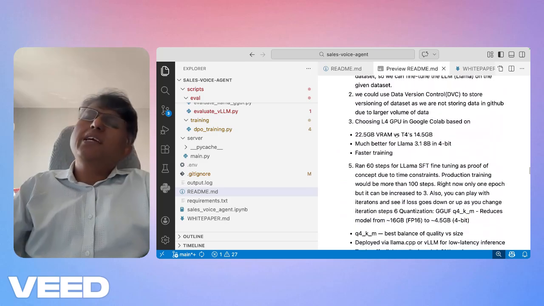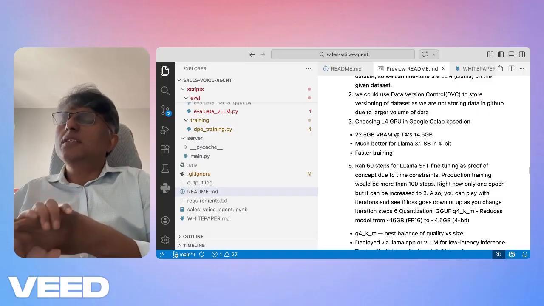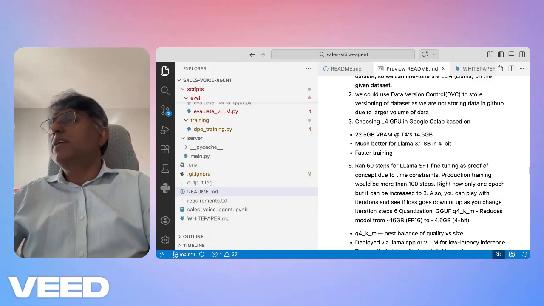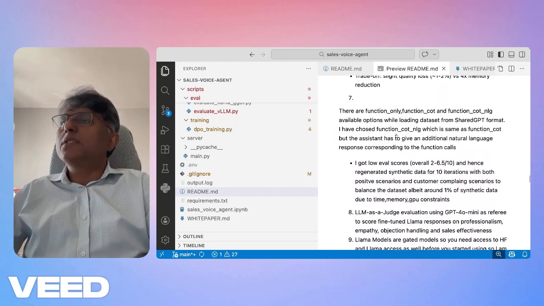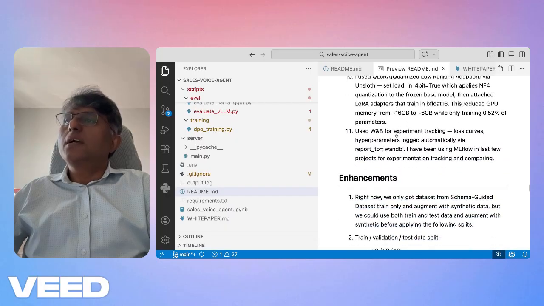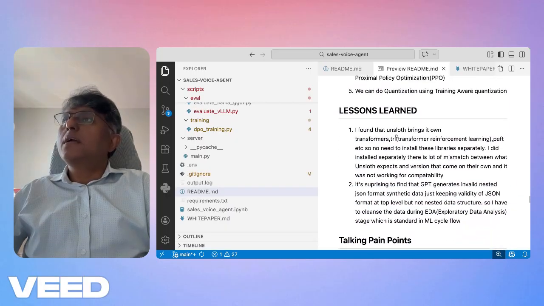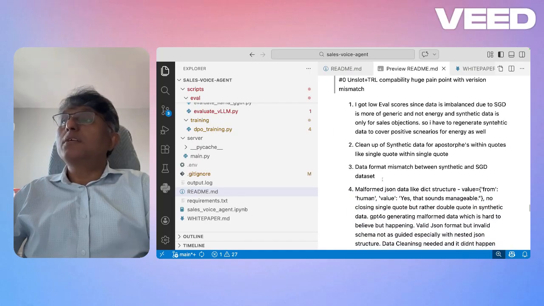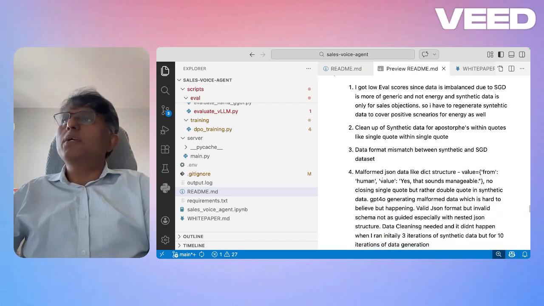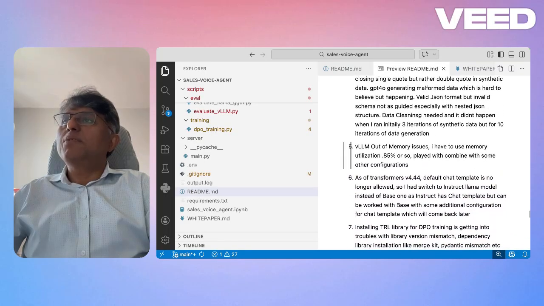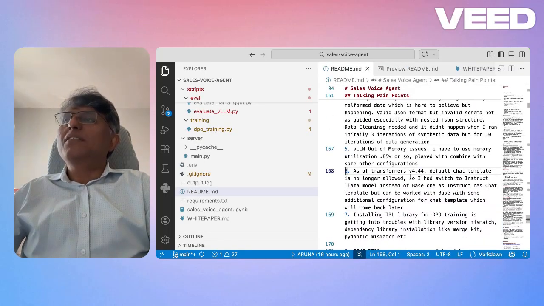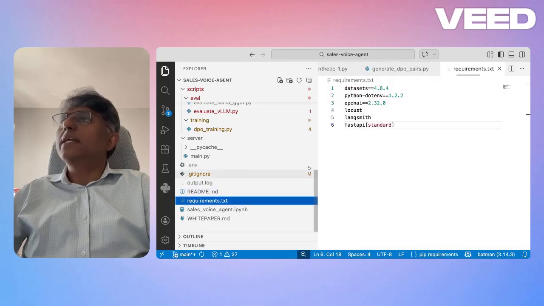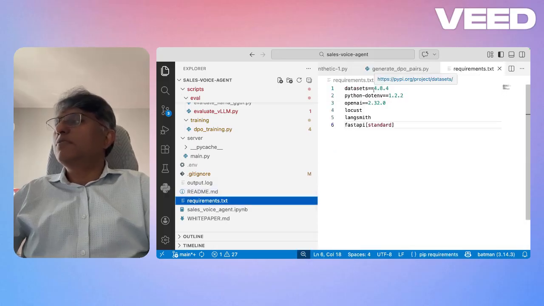Why? In the LLM world, it's all about choices. There are a lot of choices, and you make a decision and move on. If that doesn't work out, you can always pivot to a different choice. These are some of the possible enhancements, and my favorite is lessons learned, which also covers pain points. LLM work is not so much about coding challenges, but more about pain points and how you circumvent them. As you can see, there were some memory issues and library mismatches, which is not my favorite. That's why I had some of the libraries pinned to specific versions.